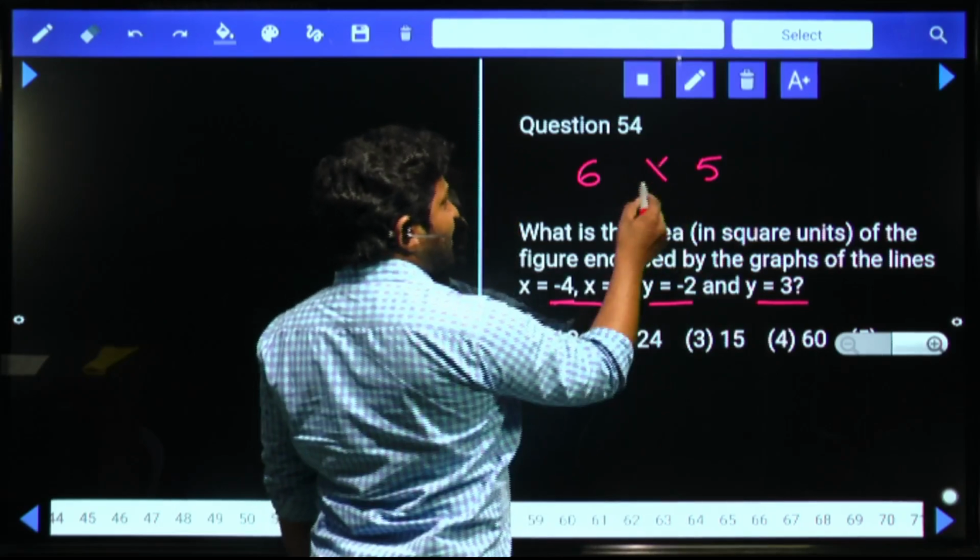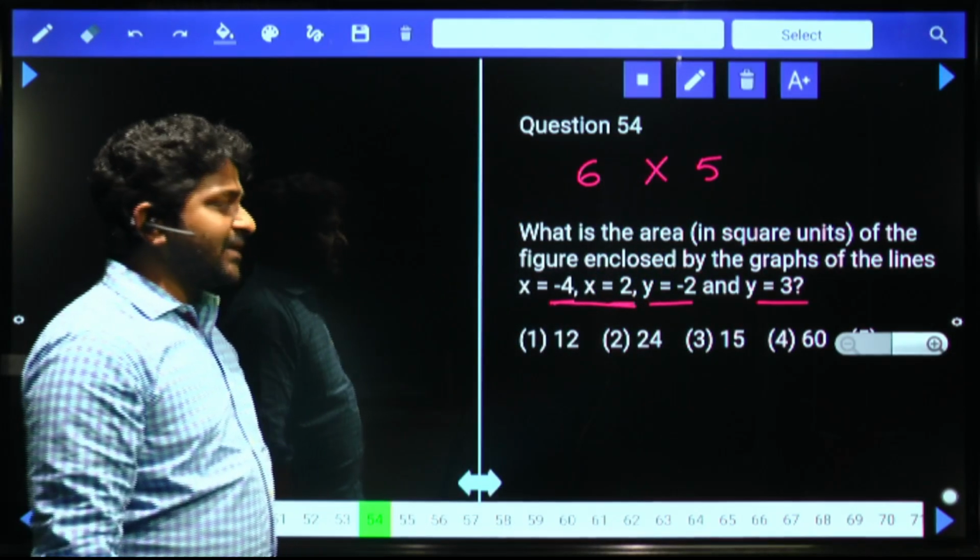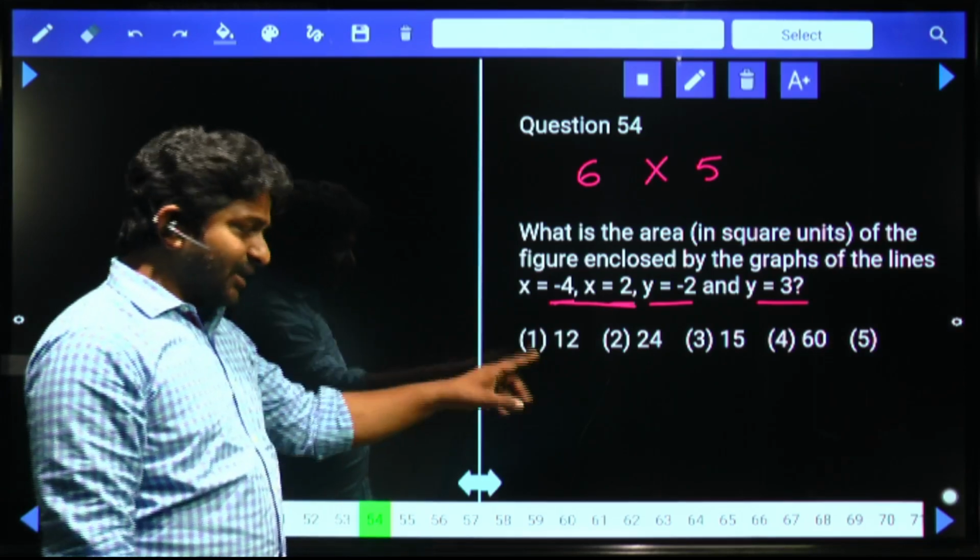So the sides are 6 and 5. The area is equal to length into breadth, that is 30. 30 is not among the options, but that is the right answer.